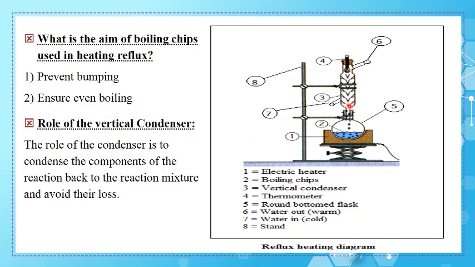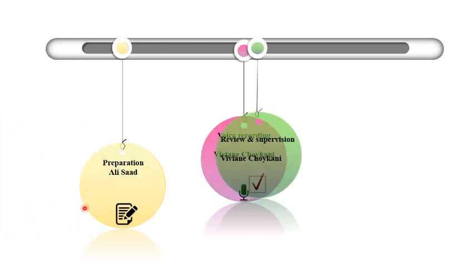Role of the vertical condenser, as I said, is to condense the components. Pay attention, I said components, it means reactants and products at the same time in case of esterification because it's a reversible reaction, to return them back to the mixture and avoid their loss. This is all about esterification.